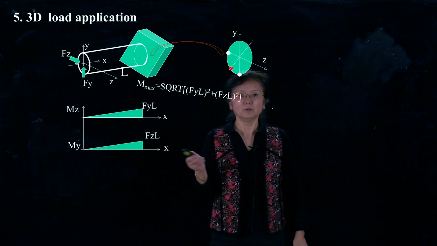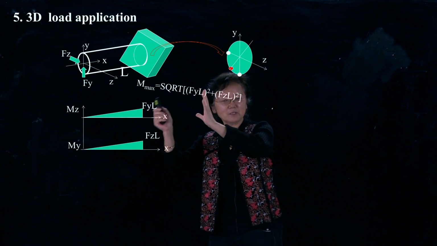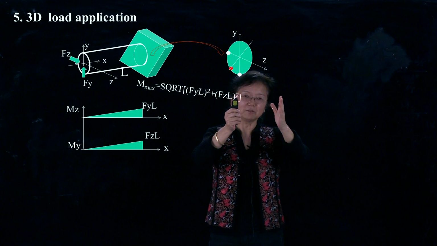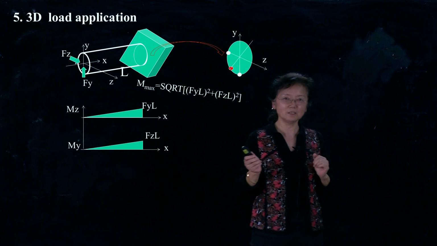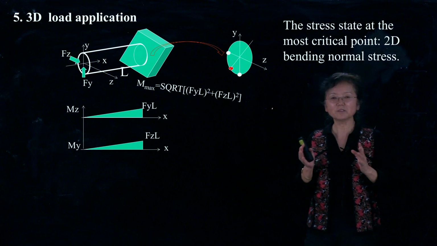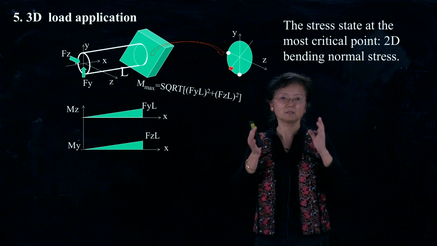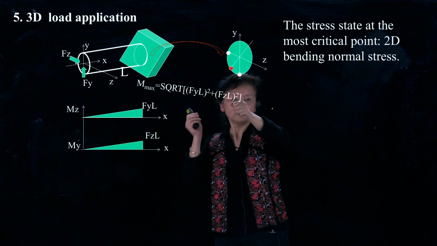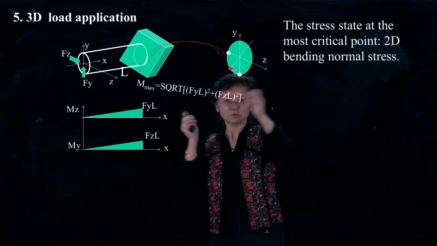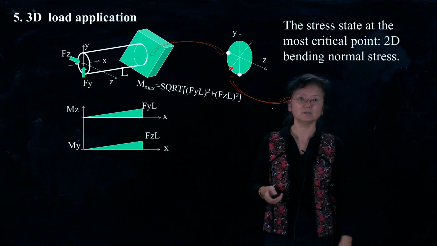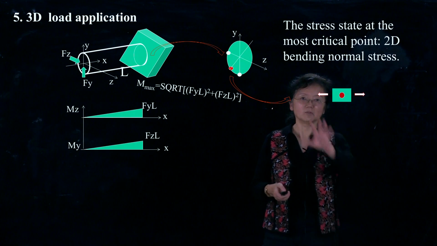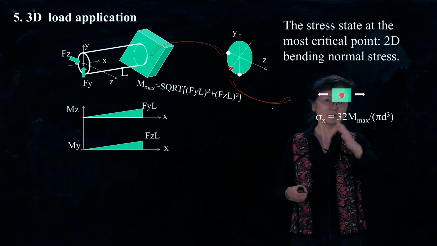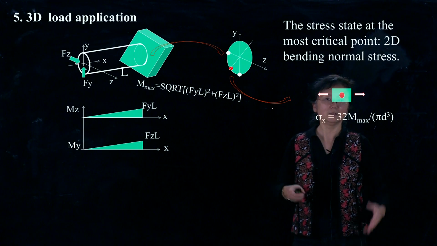So now we have a three-dimensional load application. How about the stress state? Do we have a three-dimensional stress situation? No, we have a very simple 2D stress state. Along the red dot, we only have tensile bending stress. That's it, which is here, as I'm showing over here. Just move this red dot out. That's the bending stress, simply as what we learned before, nothing new.